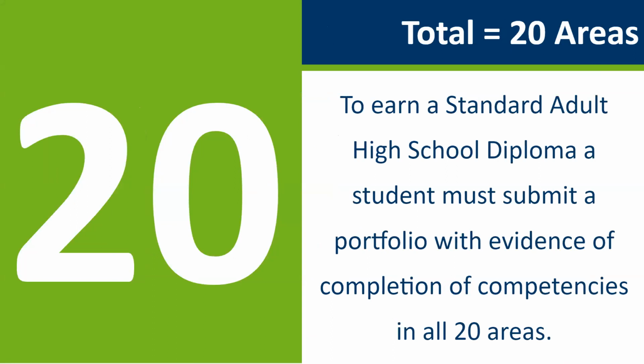That means that 5 domains times 4 areas means that there are a total of 20 areas. And sort of, nuts and bolts, bottom line is, to earn a standard adult high school diploma, a student has to submit a portfolio. That portfolio has to have evidence of completion of competencies in all 20 areas. So that's our starting point, and the language we're going to be using all morning.